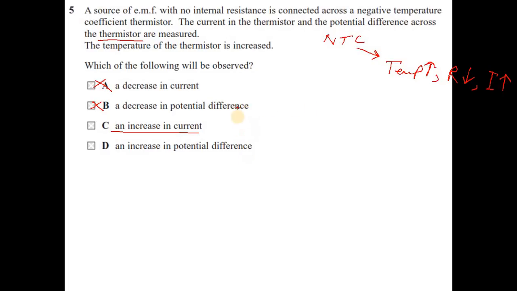Option B and option C we can only discuss if it is said that some other component is also connected with the thermistor. But in this case, it is not said that any other component is connected, so we see only a change in the current. So increasing temperature, decreasing resistance, so increasing the current, option is C.